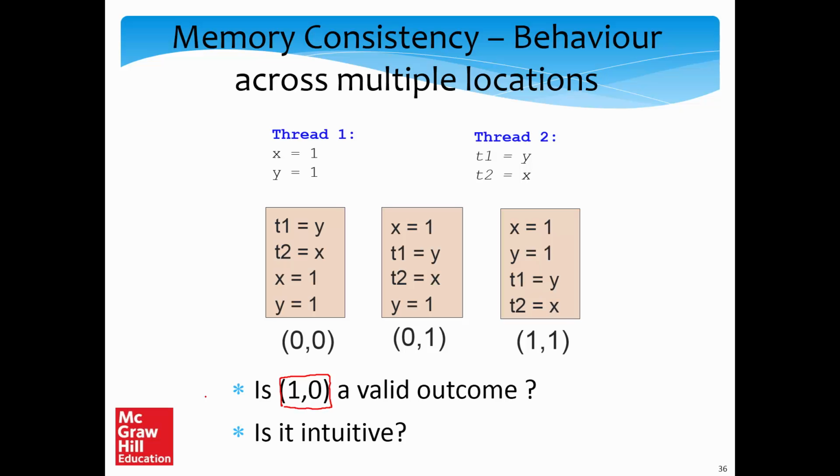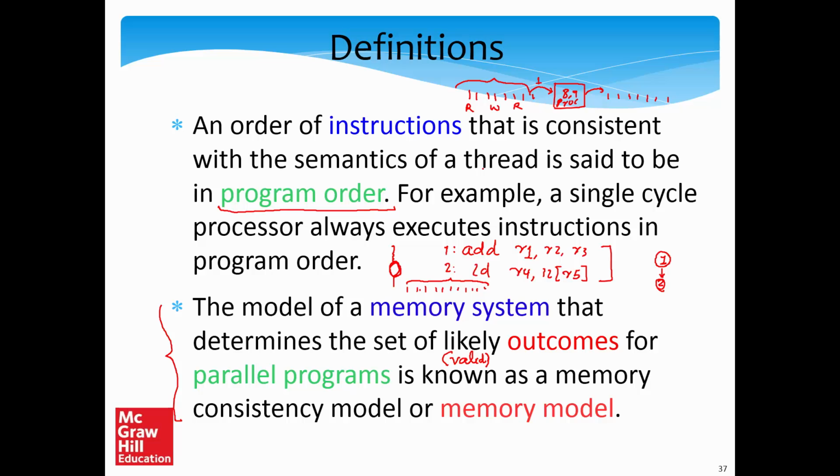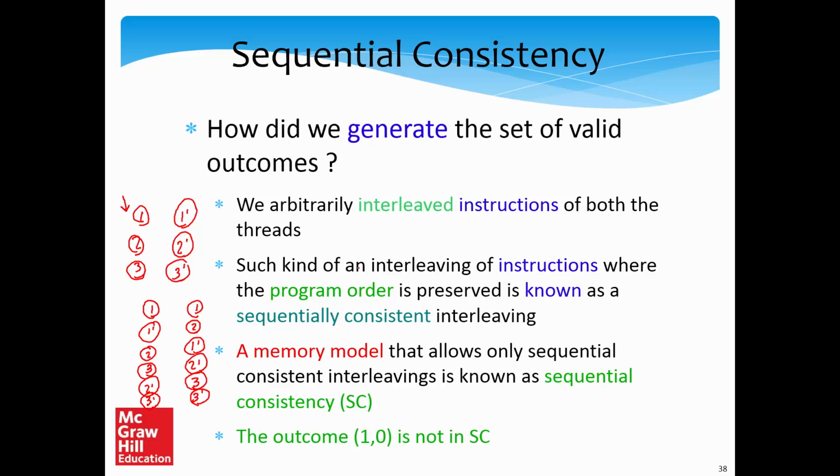That's exactly what we are doing in this figure over here, is that we are creating many interleavings of instructions. But if you see, this instruction is always before this and this is always before this. So such kind of an interleaving of instructions where the program order is preserved, right? So program order is always within a thread. It's never across threads, right? When this is preserved, it is known as a sequentially consistent interleaving.